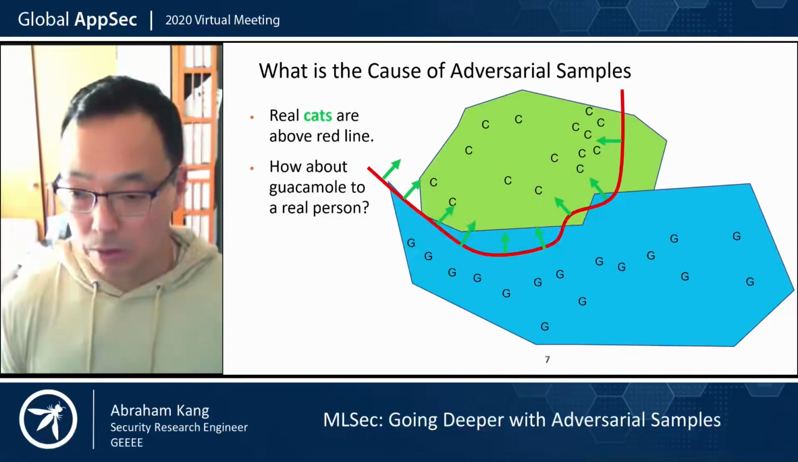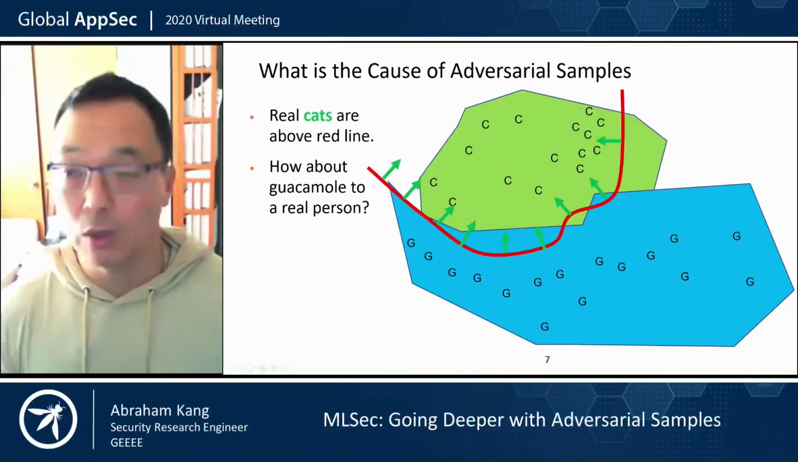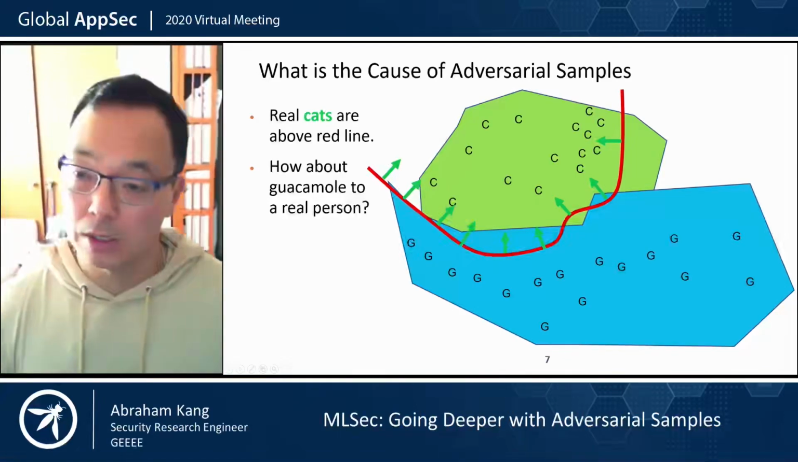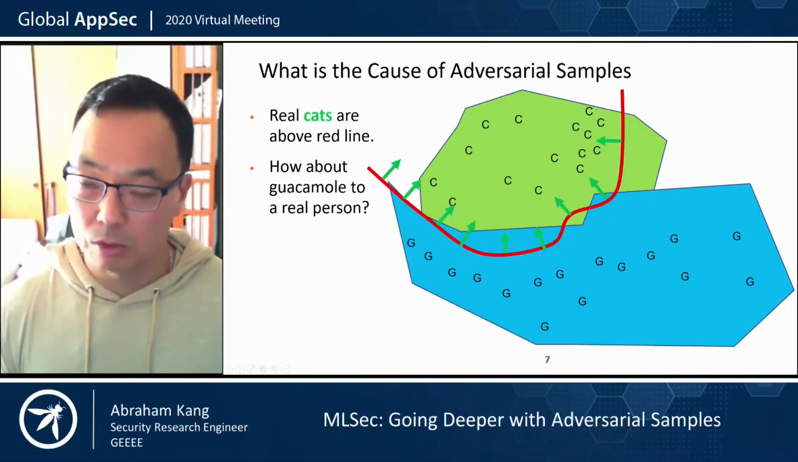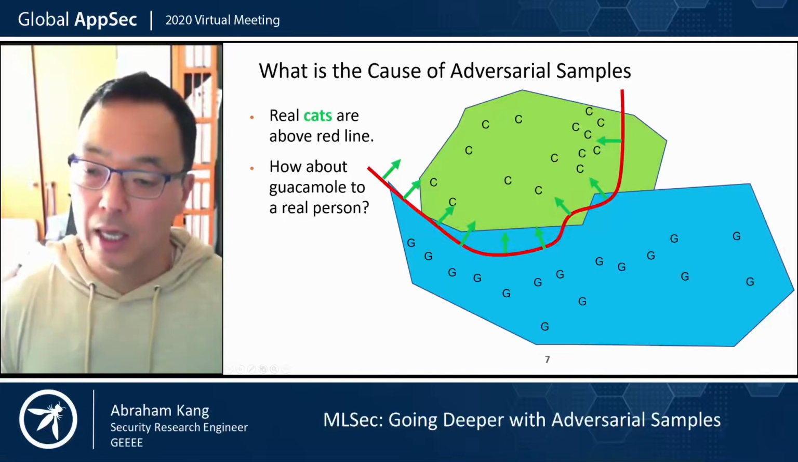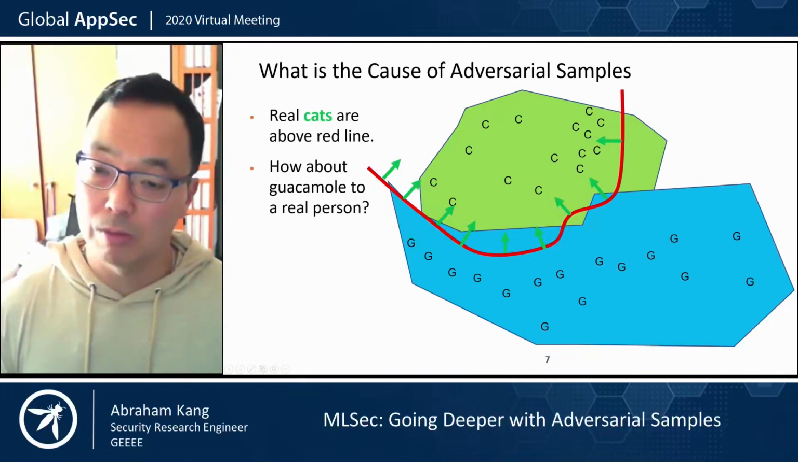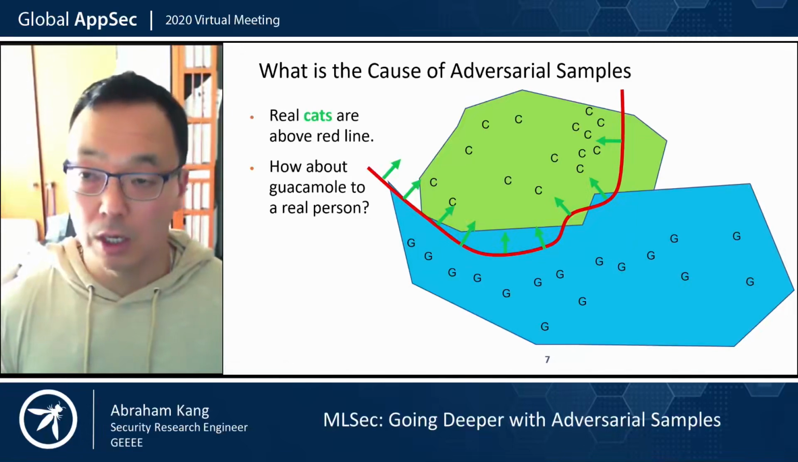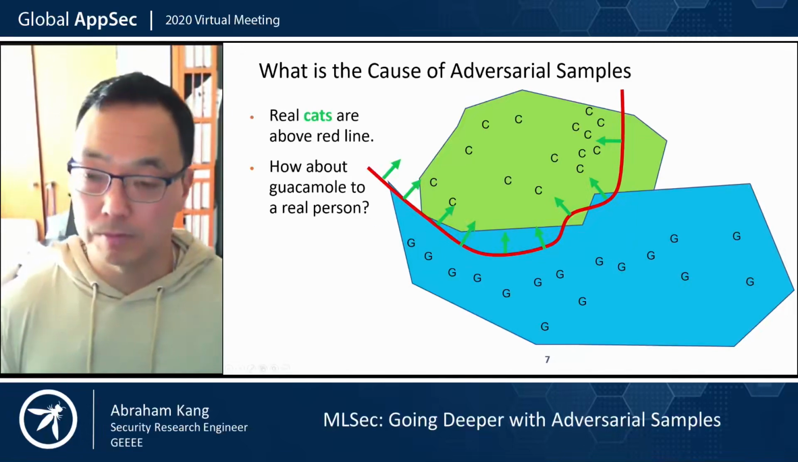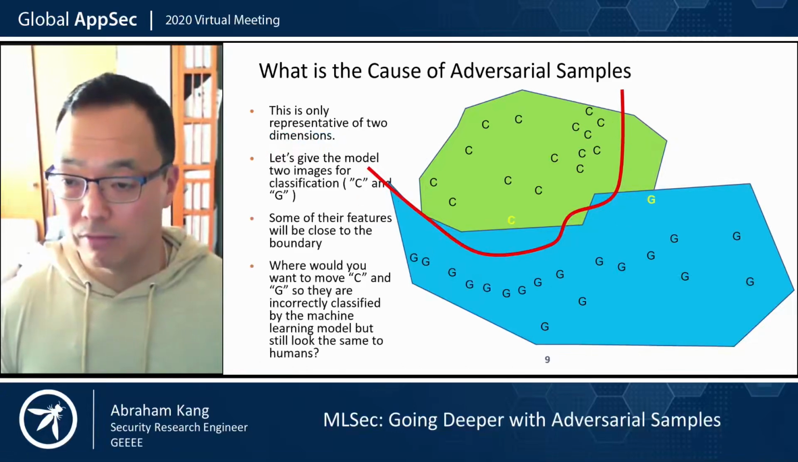Now, the thing is, the model, though, is going to have these blue areas, right? So we're going to have a situation where we have things that look like cats, but they're going to be categorized as guacamole. And so, in general, we can push a cat to a blue area to be guacamole. We can push guacamole into a green area and say it's cat. And even though it hasn't changed its overall look, the machine learning model, because we crossed the boundary, is going to say it's the other thing. And that's the general idea with adversarial samples.